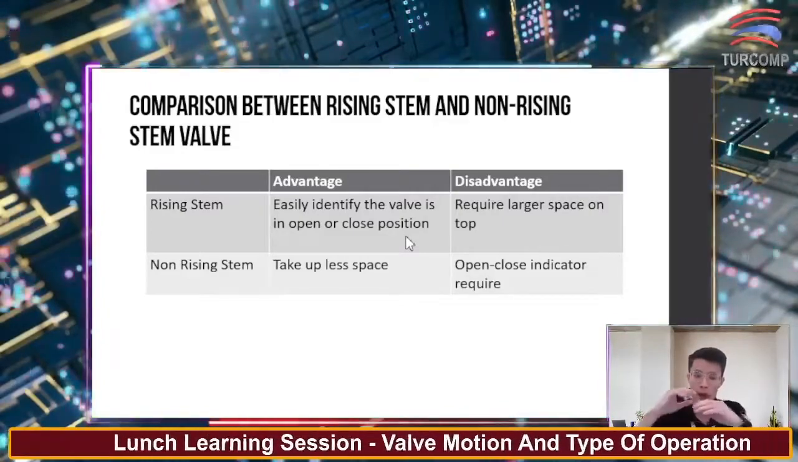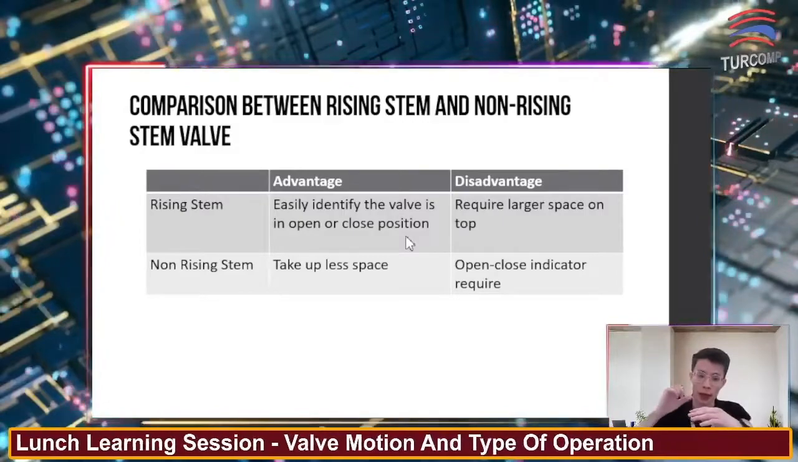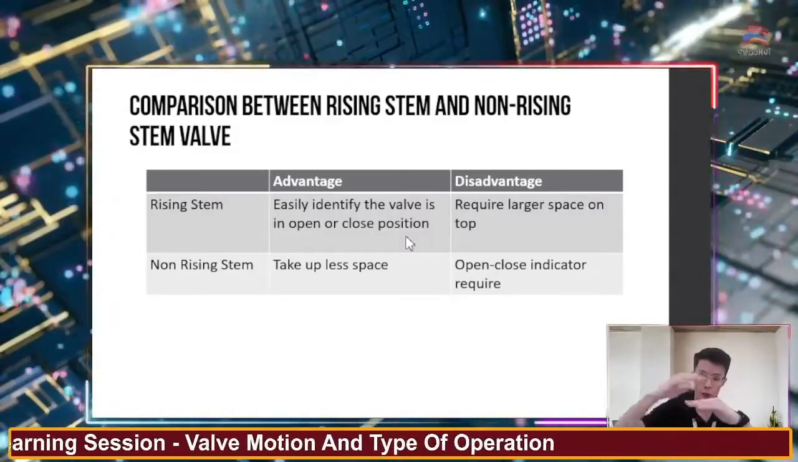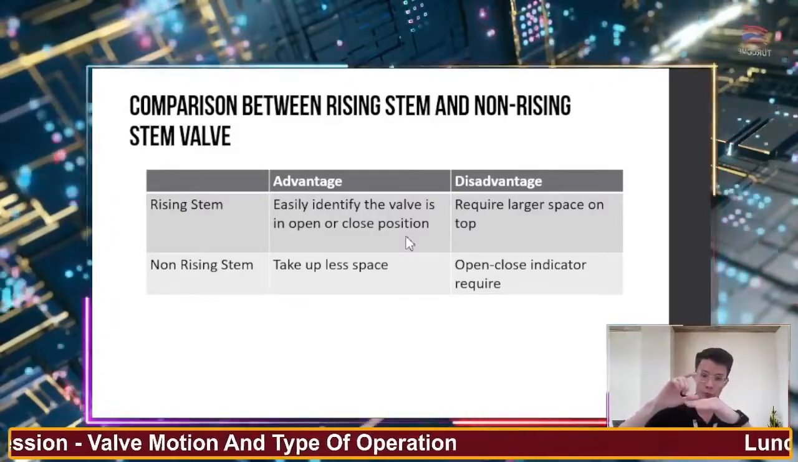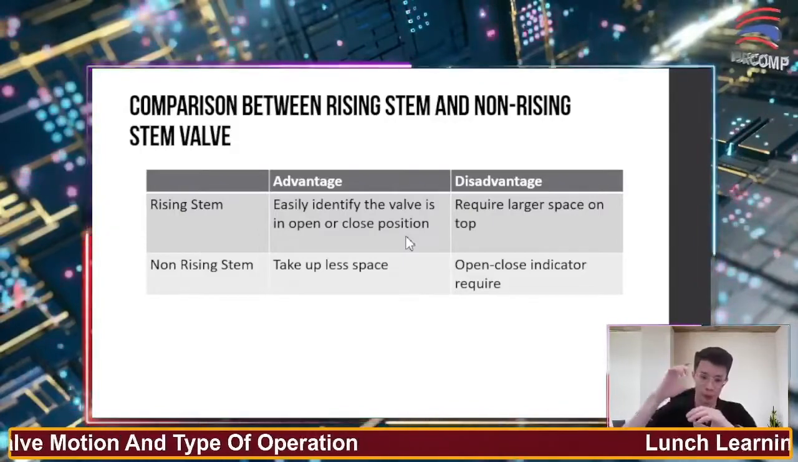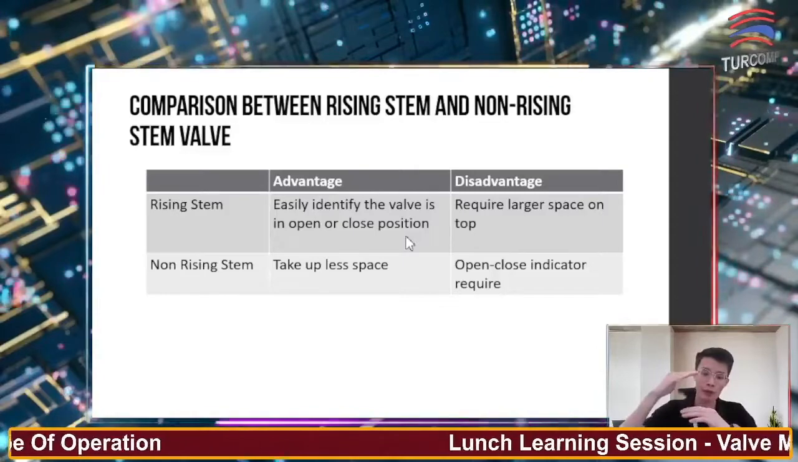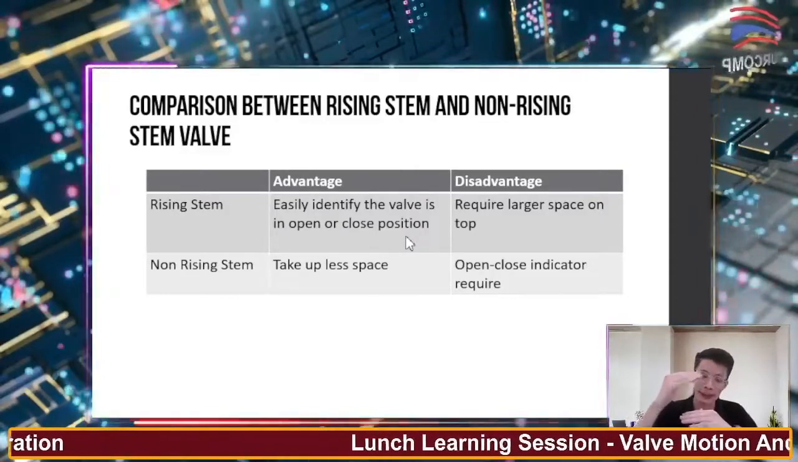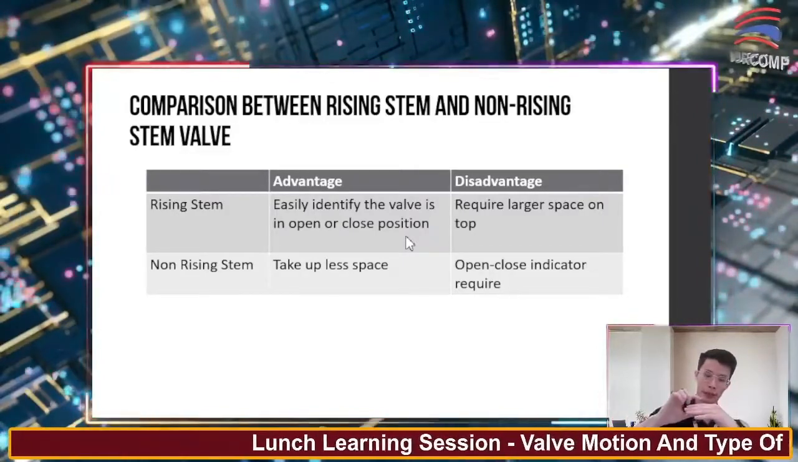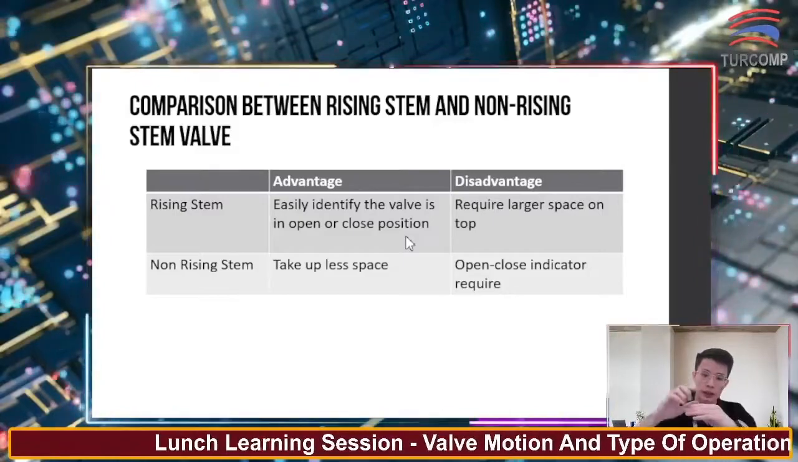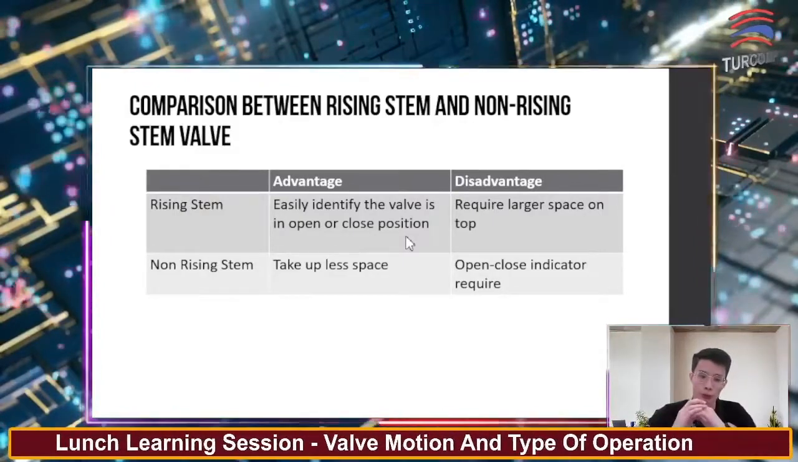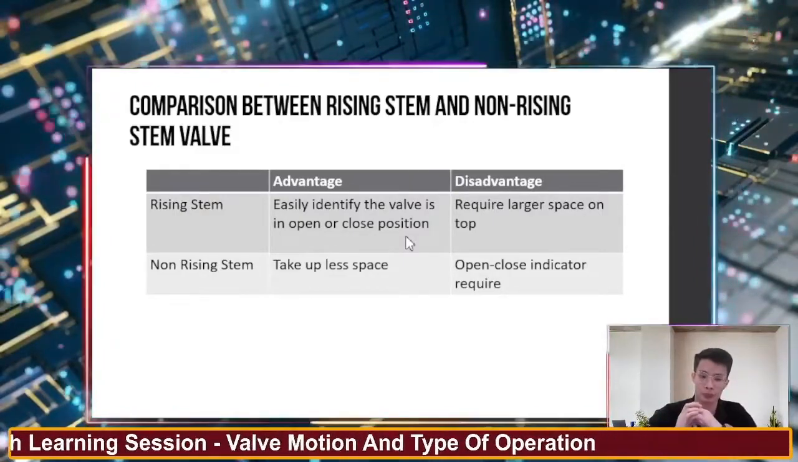Because when we are in an open position, the stem will come out from the hand wheel, so you need to reserve a space on top in order for the valve to be in a full open position. If let's say you have maybe piping or ceiling on top of the valve, the stem might not be able to fully open. So this is something to take note of when we are using the rising stem design.